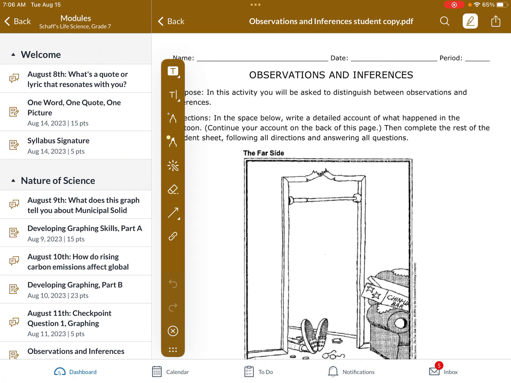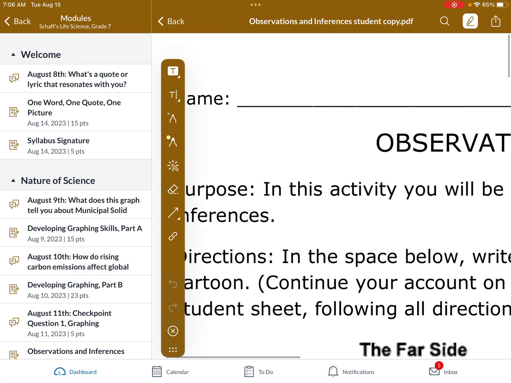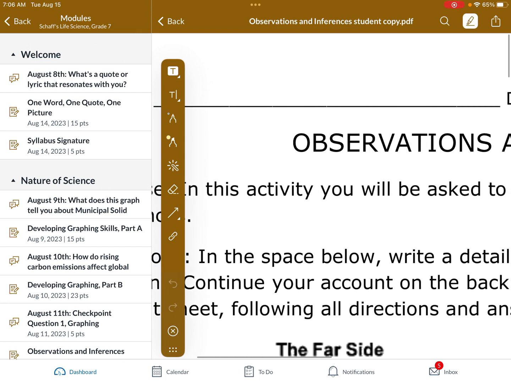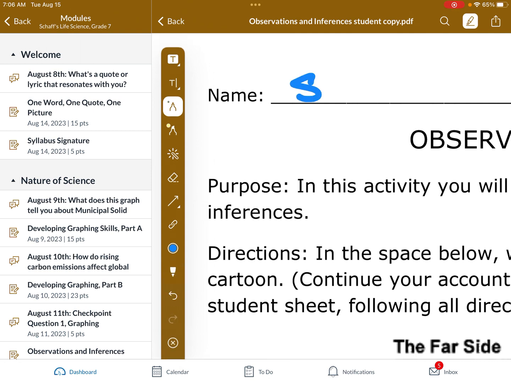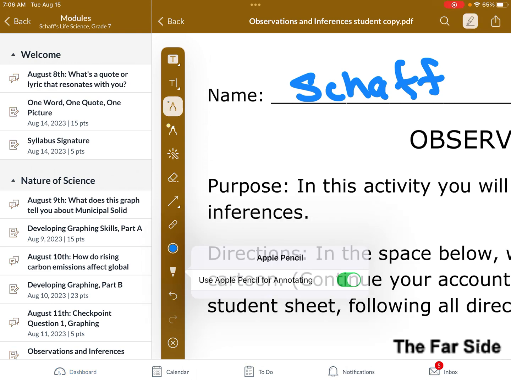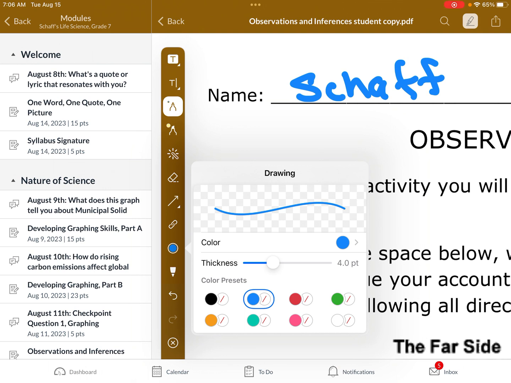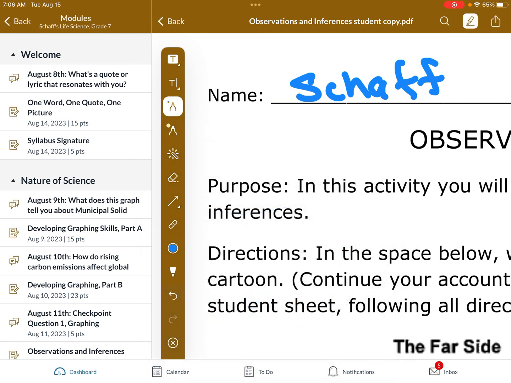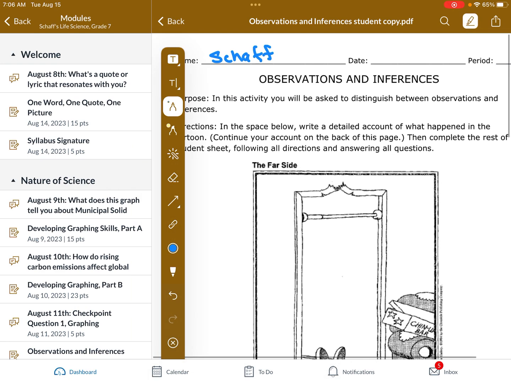All right, let's go. I'm going to make sure and put my name on here. Ooh, that pen is going to be way too thick to write with. Maybe I can change its color thickness. Oh, there we go. All right.